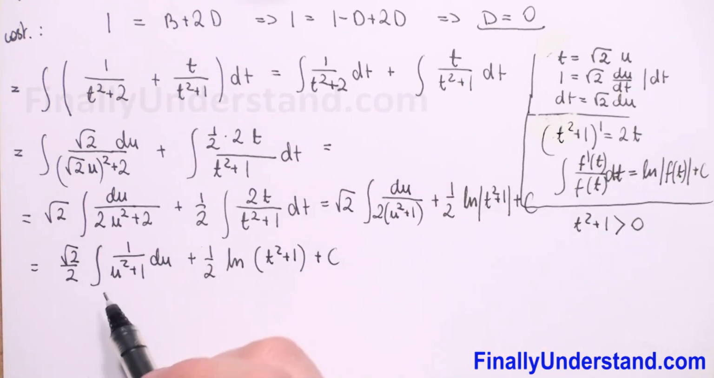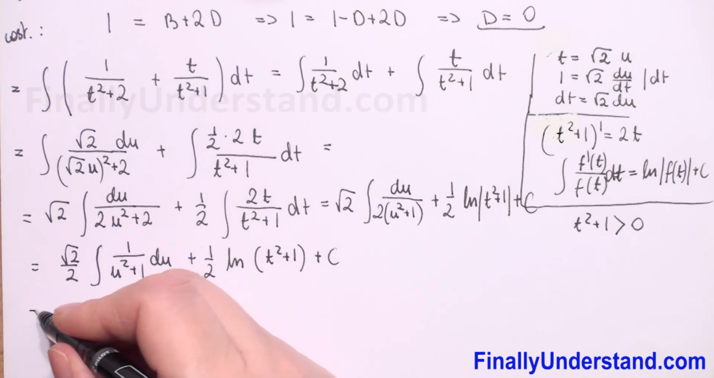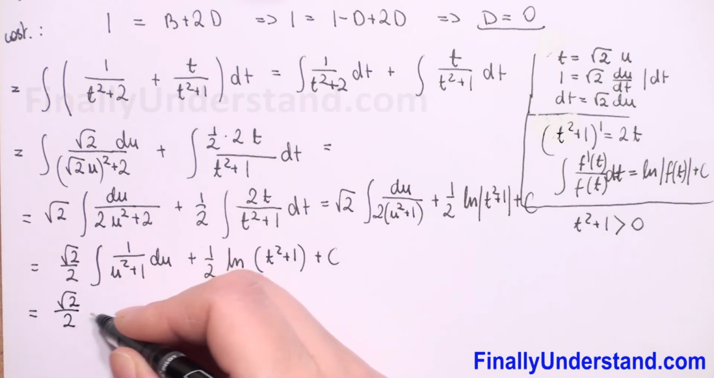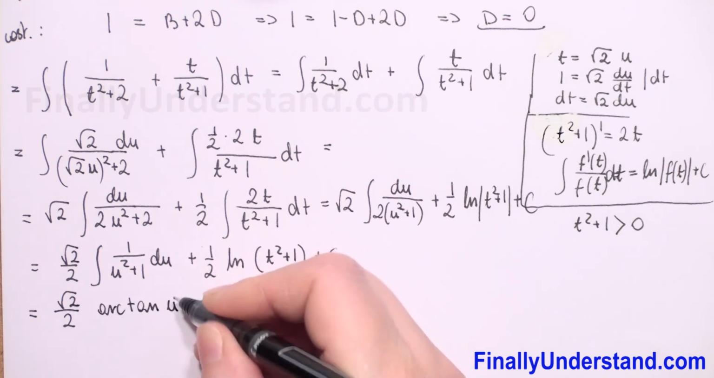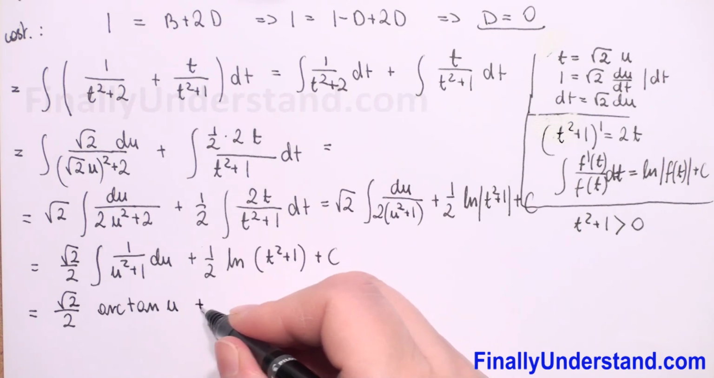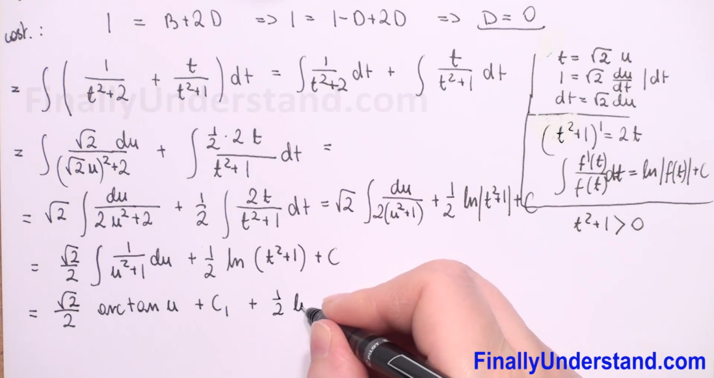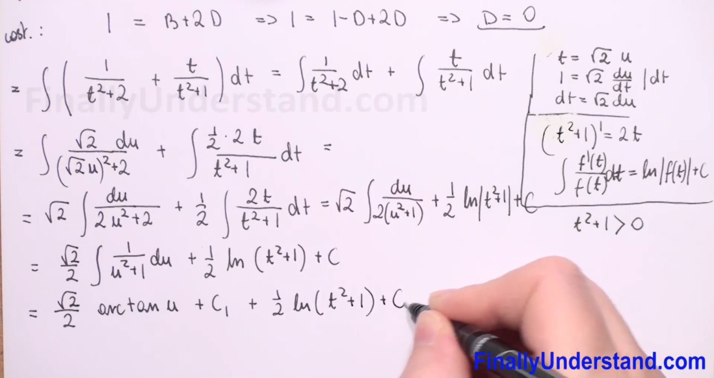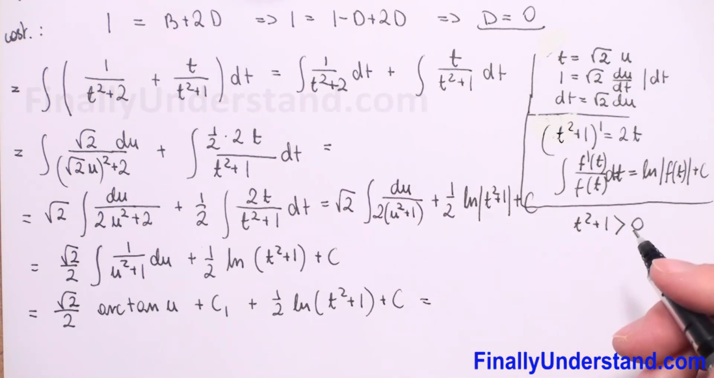And now we know that the integral of 1 over u squared plus 1 is arctangent of u. So this is equal to square root of 2 over 2 arctangent of u plus constant c1. We can put plus 1/2 natural logarithm of t squared plus 1 plus c. So this is equal. Now we have to come back to the substitution.